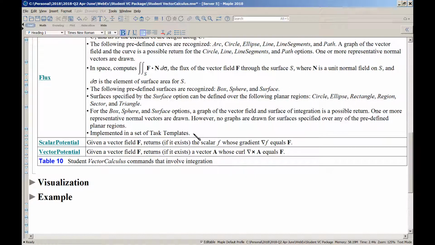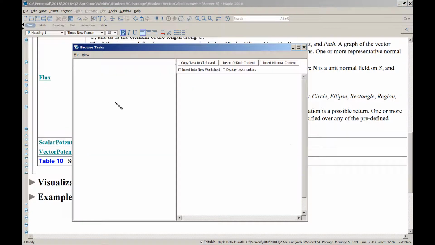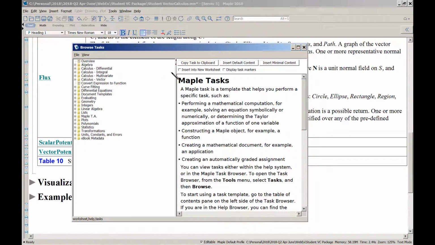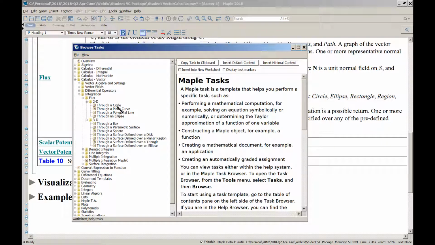And there is a set of task templates. So what are task templates? Tools, Tasks, Browse, Table of Contents, Calculus Vector, this is Integration, Flux, and it's either 2D or 3D, okay, and you have flux through planar curves, and these are surfaces.